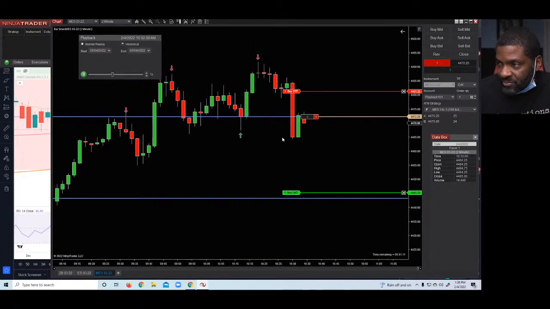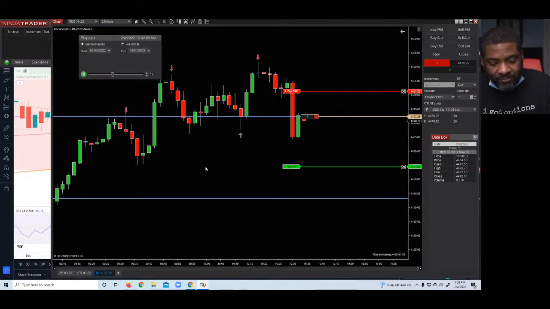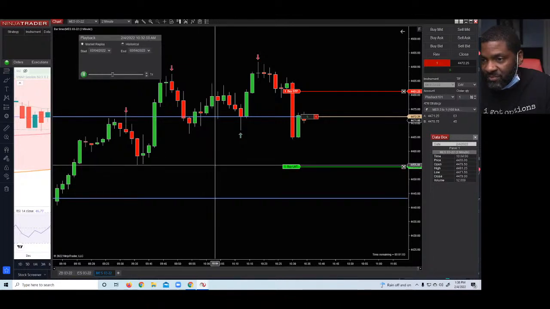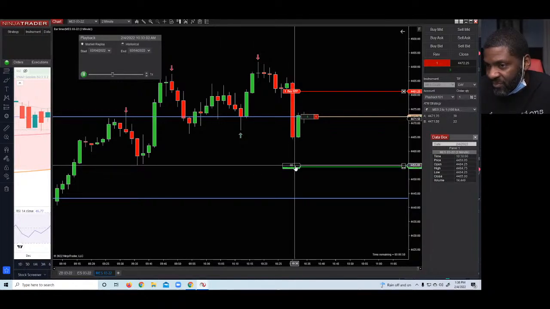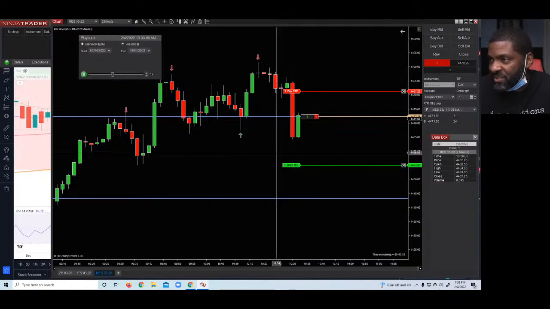Right? So this is the melting butter trade. And this is my target here. So boom, what I'm going to do, I'm going to move, let me get my line. See here, this is my target here. So I want to move it up to 44.55. Boom, right there. That's my target there.